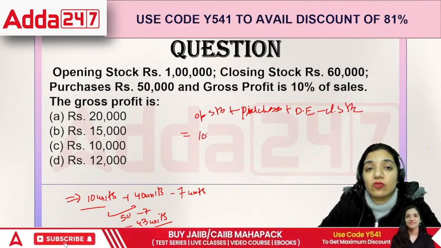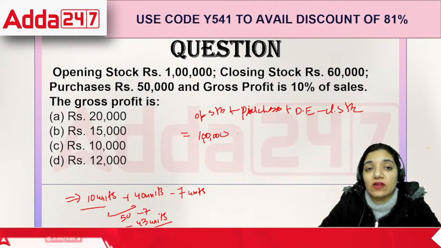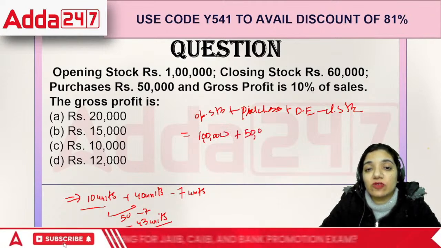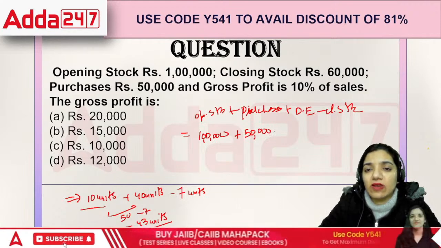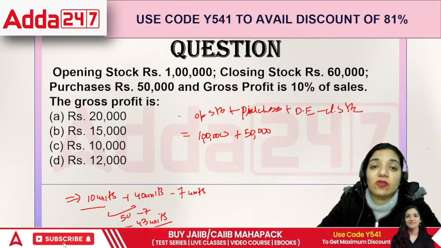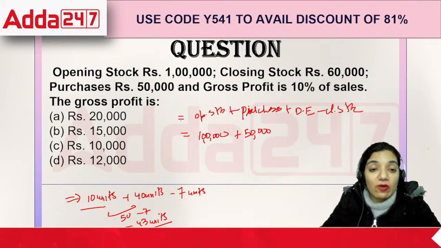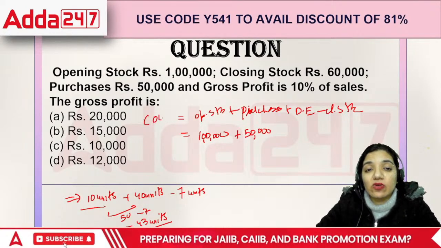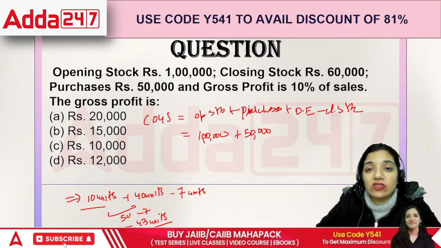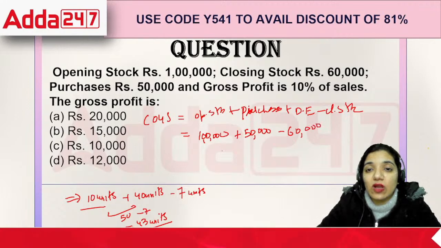The opening stock was rupees 1 lakh. During the year, we purchased goods for rupees 50,000 and we didn't have any direct expenses in this case. This particular formula, where we find out whatever goods were exactly consumed during the year, is what we call COGS. 10,000 plus 50,000 minus 60,000. This is what our cost is.